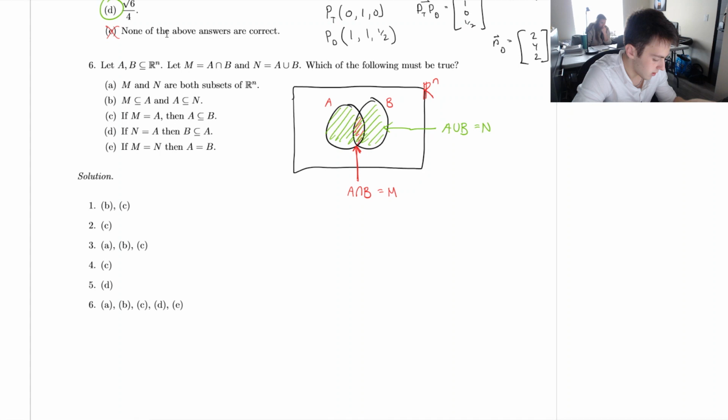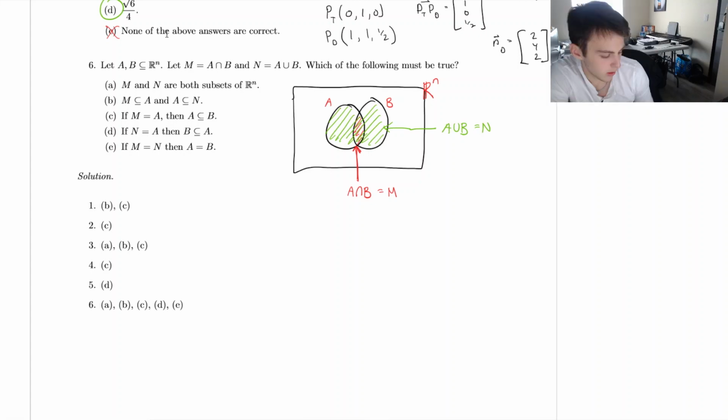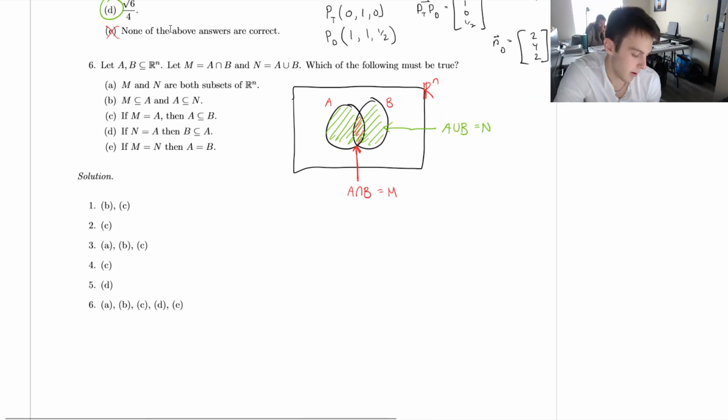So 6A, M and N are both subsets of Rn. And we can basically know that since the green area and that red area are both inside of that box, then they must be subsets of Rn as well. So this one is true.